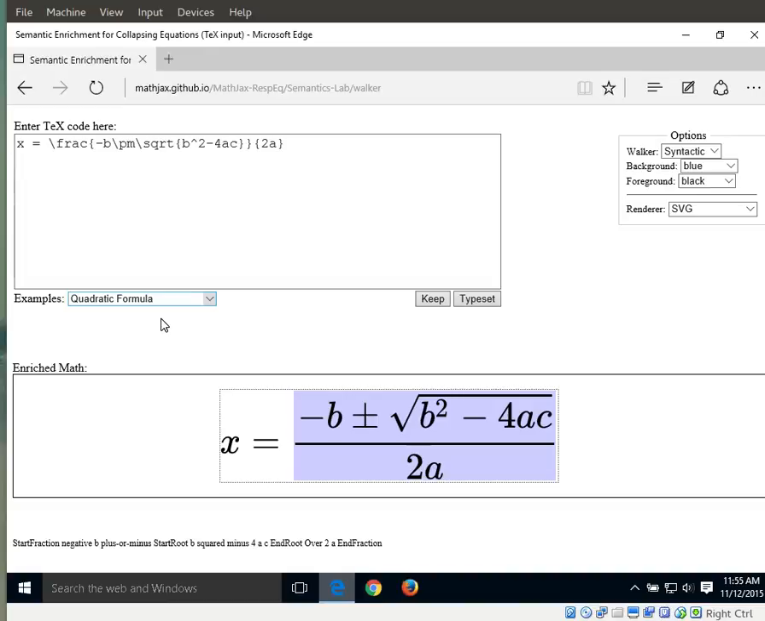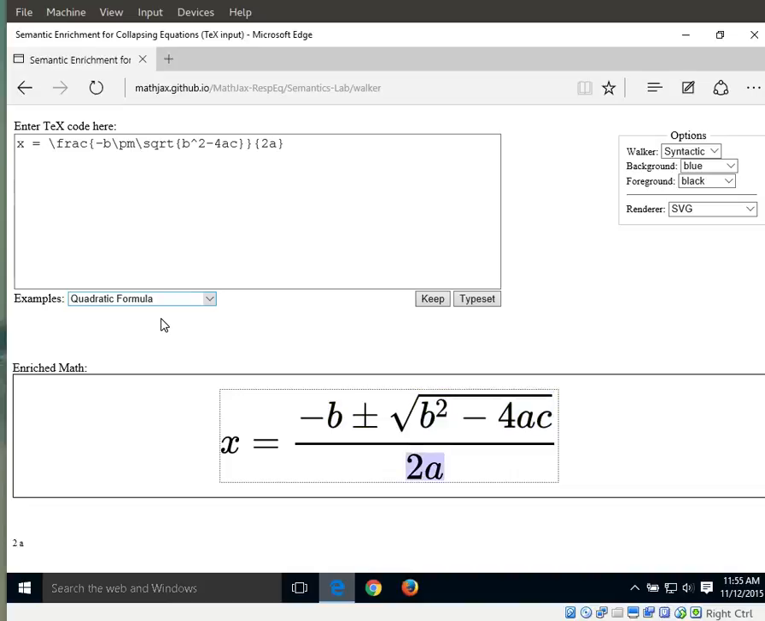Now, this fraction was still a mouthful, so let's try to dive a little deeper and switch to the next lower level by hitting down. Negative b plus or minus start root b squared minus 4ac end root. That's great and much easier to comprehend. We could go further down, but let's switch to the other part of the fraction.